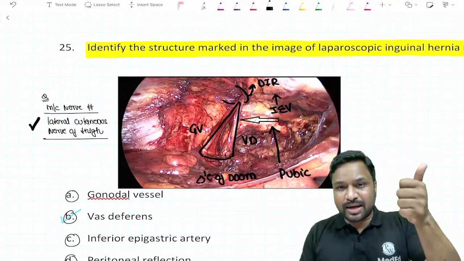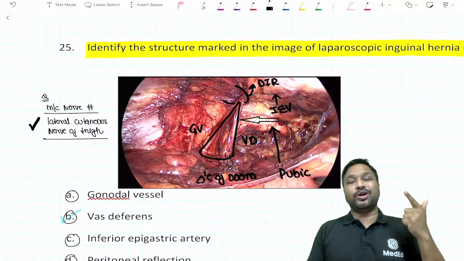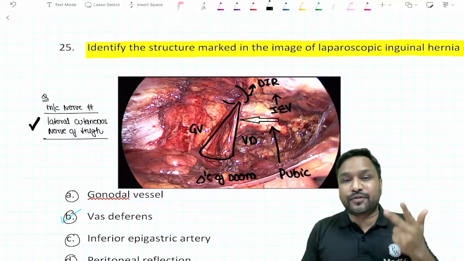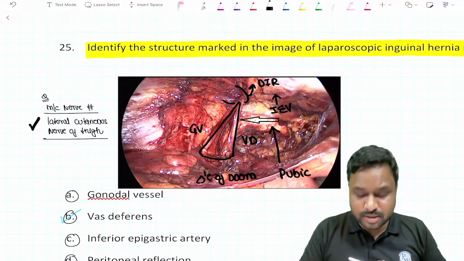Three nerves. Most common in laparoscopic inguinal hernia repair, lateral cutaneous nerve. Most common in open repairs, that is going to be ilioinguinal nerve. Most common nerve trapped when you put a mesh, that is going to be iliohypogastric nerve. Do not miss on that. Clear?